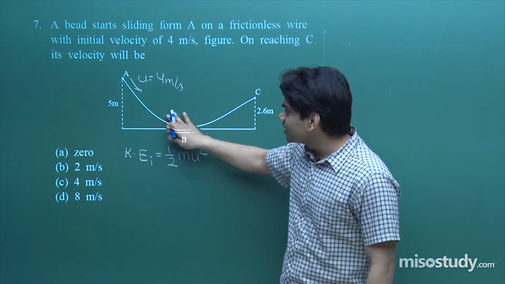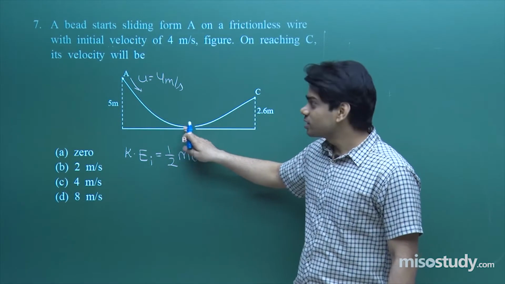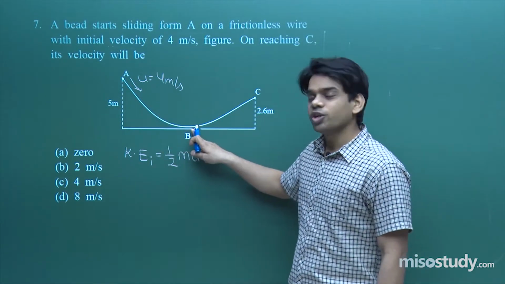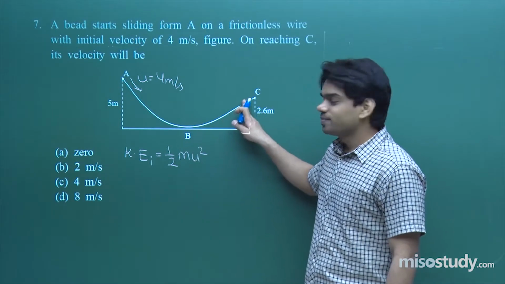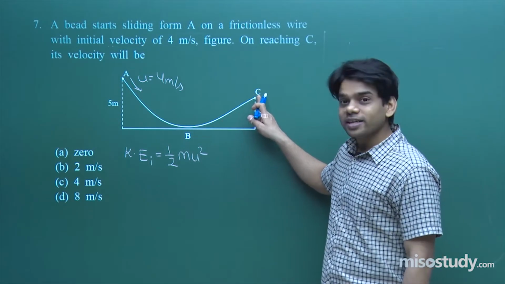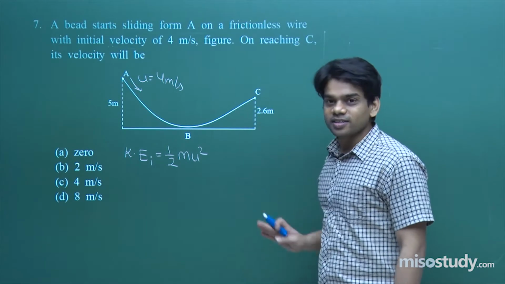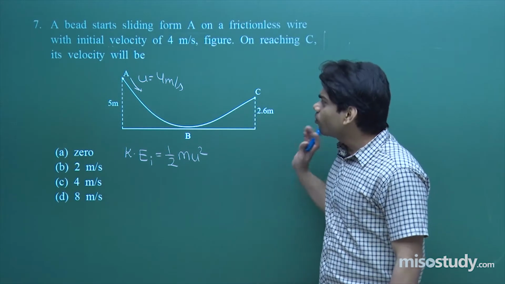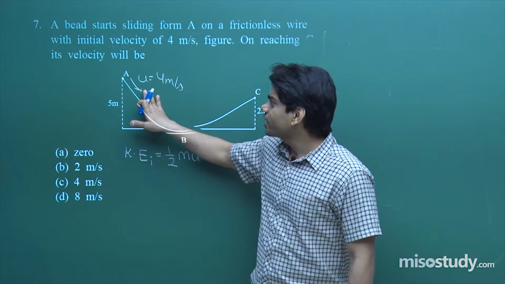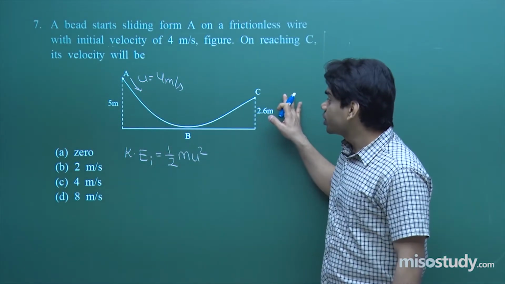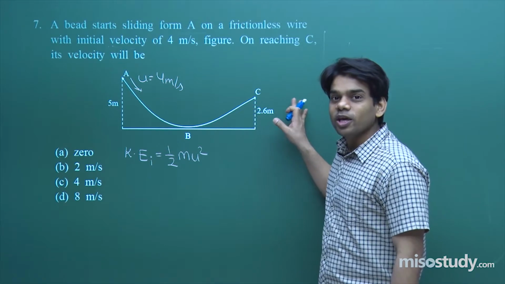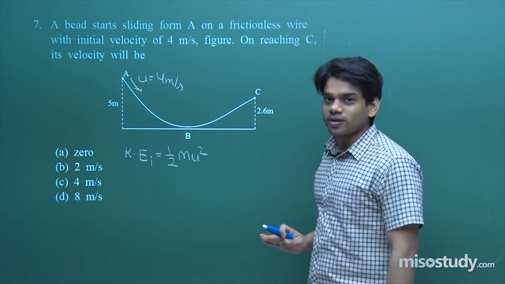As it descends, it will reach here. First, its kinetic energy is going to increase and potential energy is going to decrease. Now again it rises, so its kinetic energy will decrease and potential energy will increase. So either you apply that whatever kinetic energy and potential energy the body is possessing here, and whatever kinetic energy and potential energy the body is possessing here, you may equate both and you may reach the response.